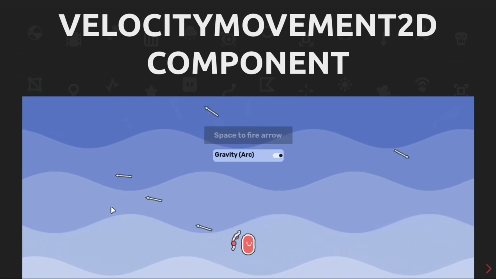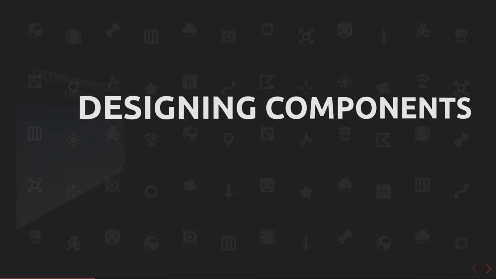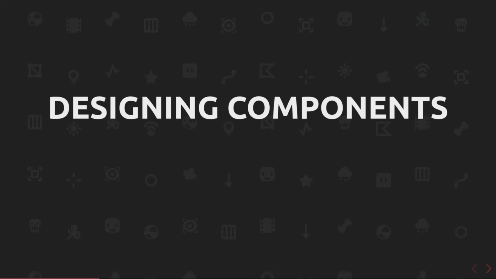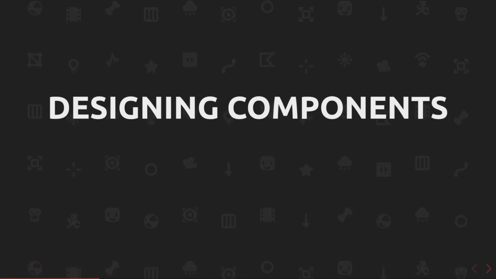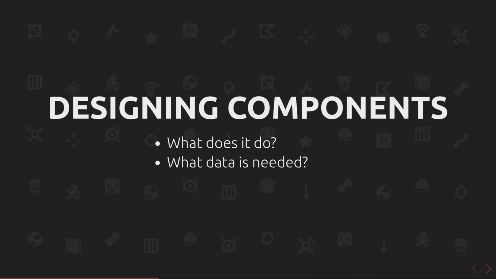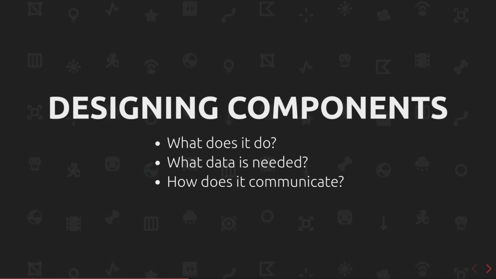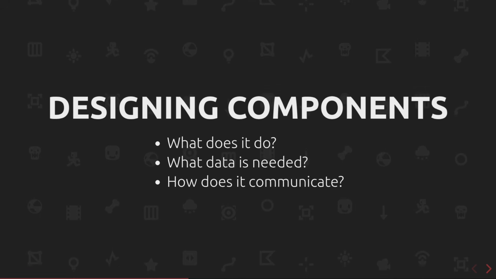In this video, we'll take a look at the Velocity Movement 2D component. Now, designing components can be as easy as asking three important questions. What is that one thing that the component does? What data is needed for the component to do its thing? And finally, how does it communicate with other components and the outside world in general?